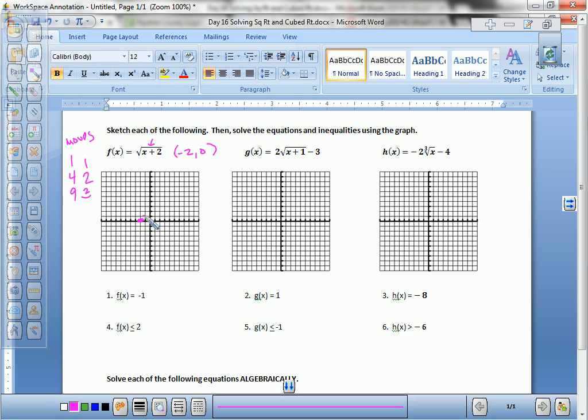So I go over 1, up 1, go back to the translation point. Go over 4, up 2, go over 9, up 3. So all those moves happen from the translation point. And then you draw in your graph.